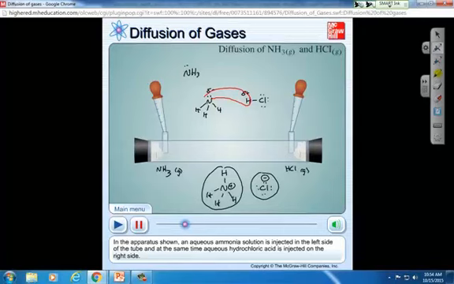So the question is, where on the tube is the solid going to start forming? Is it going to start forming closer to the HCl, or is it going to start forming closer to the NH3, or is it going to start forming right in the middle? How do I answer that?